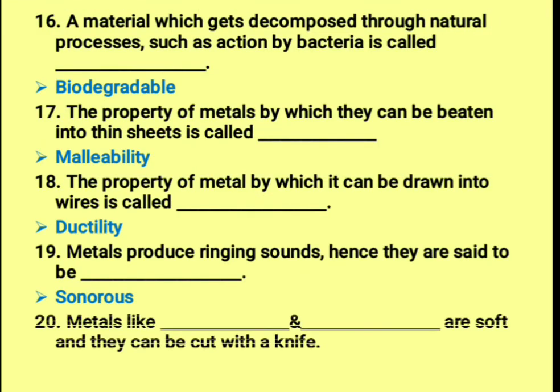Sonorous. Next, metals like dash and dash are soft and they can be cut with a knife. We know that metals are so hard. Iron, copper, aluminium are so hard. But some metals can be cut with a knife. Which are those metals? They are sodium and potassium. They can be cut with a knife because they are so soft.